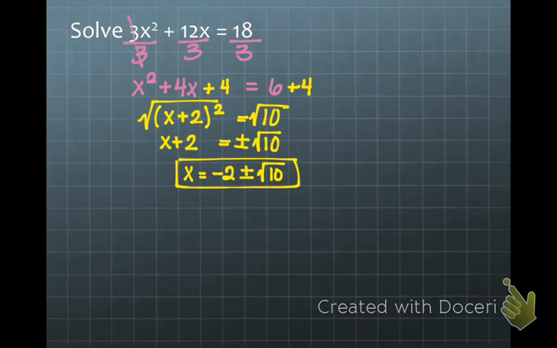So again, this is very much the same as what we did yesterday. The only added step is this dividing by 3 step here. So that is completing the square when a is not equal to 1.